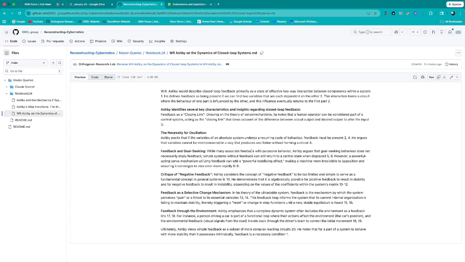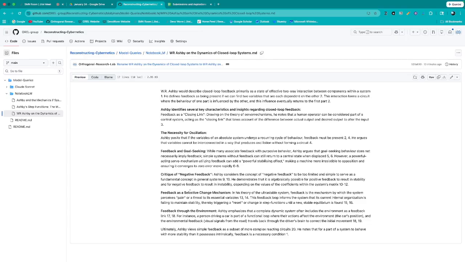Feedback and goal seeking. While many associate feedback with purposive behavior, Ashby argues that goal seeking behaviors do not necessarily imply feedback. Simple systems without feedback can still return to a central state when displaced. However, a powerful acting servo mechanism utilizing feedback can add a powerful stabilizing effect, making a machine more irresistible to opposition and ensuring it converges to zero error more rapidly. Critique of negative feedback. Ashby considers the concept of negative feedback to be too limited and simple to serve as a fundamental concept in general systems. He demonstrates that it is algebraically possible for positive feedback to result in stability and for negative feedback to result in instability, depending on the values of the coefficients within the system's matrix.